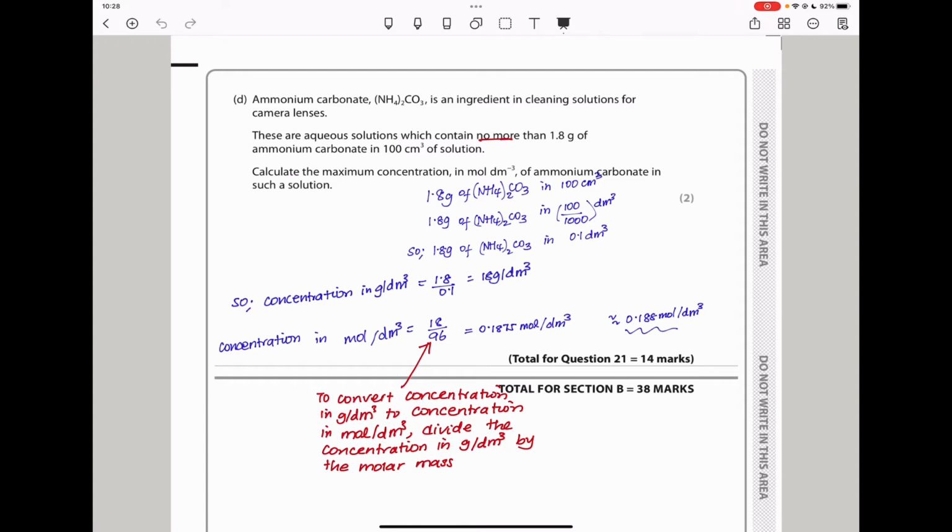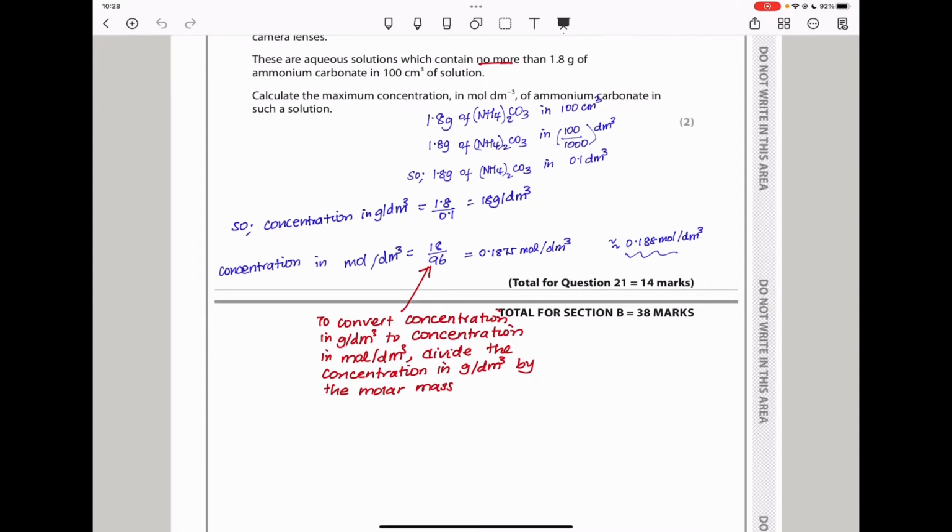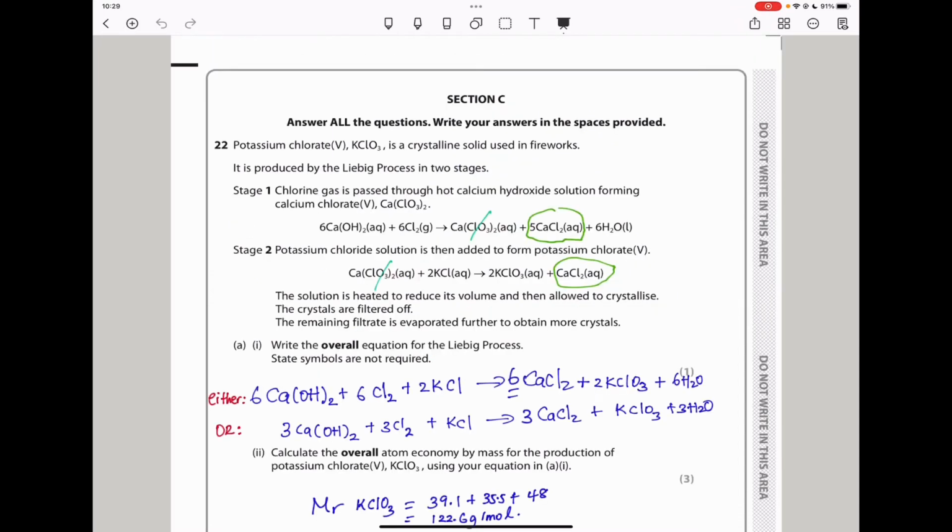So this brings us to the end of question 21. Let us continue to question 22. Question 22 says potassium chlorate 5, which is that, is a crystalline solid used in fireworks. It is produced by the Liebig process in 2 stages. So stage 1, chlorine gas is passed through hot calcium hydroxide solution, forming calcium chlorate, which is that.